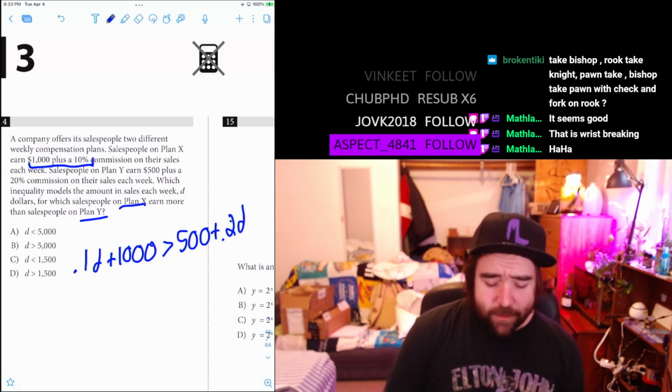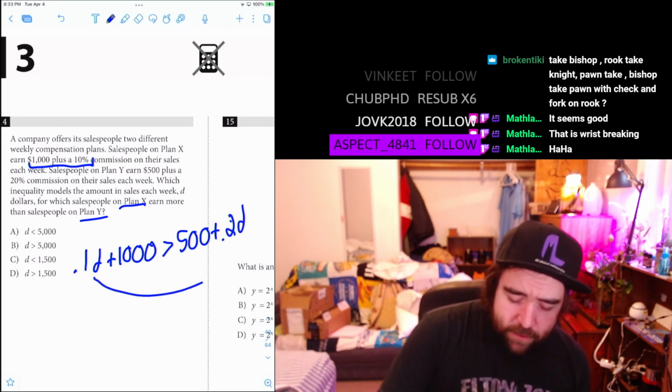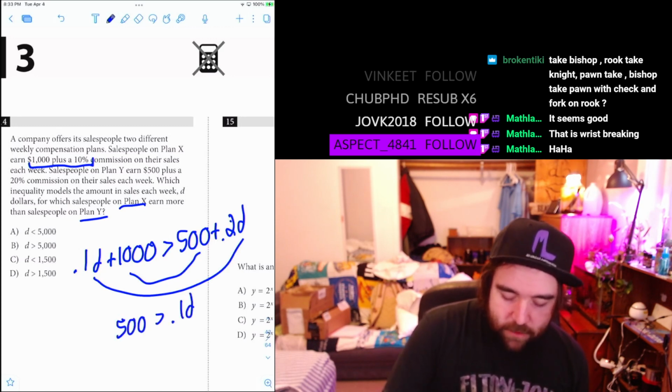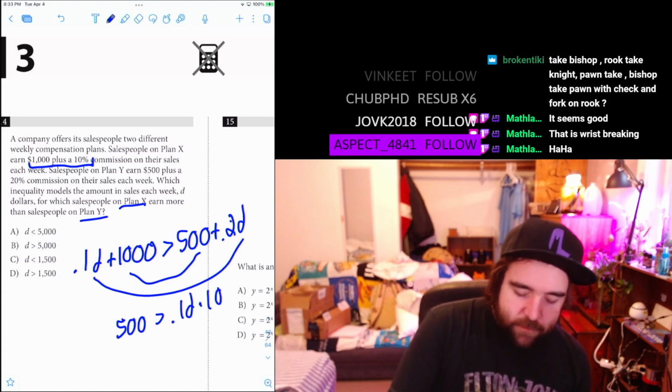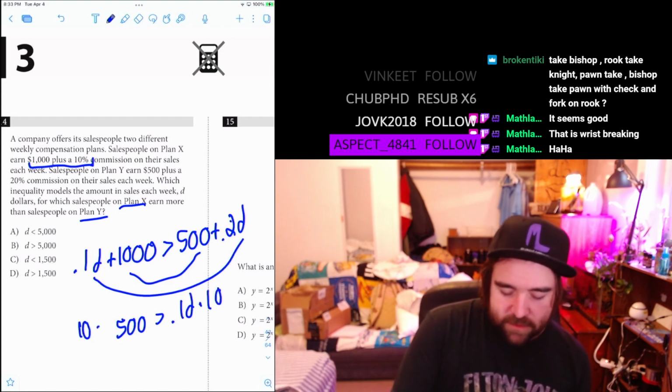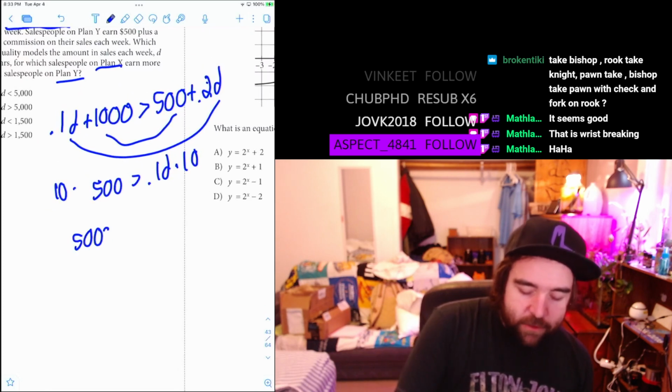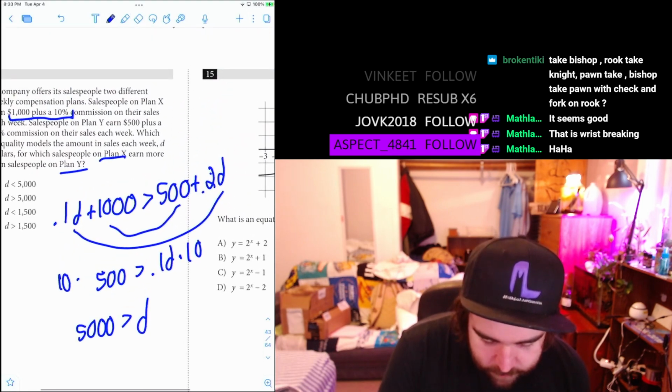Now we just got to get D by itself. So the way I would do that is I would subtract, and I would subtract. So I'd have 500 is greater than 0.1 D. And then you got to multiply by 10, or divide by 0.1. So both those are the same thing. And then you get that $5,000 is less than D.